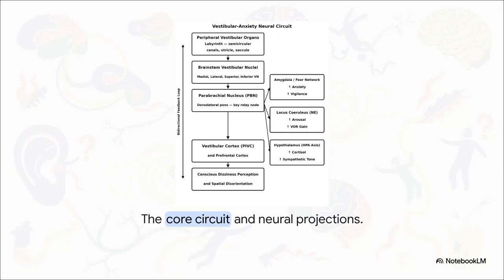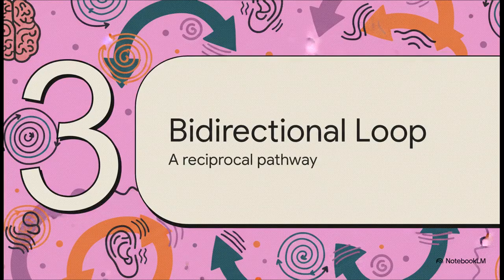From that PBN switchboard, the circuit just explodes outward. It projects directly to the amygdala to handle fear and vigilance, triggers the locus coeruleus to drive norepinephrine arousal, and drops down to the hypothalamus to kick off the HPA-axis and pump out cortisol. This right here, this is the exact physical hardware of a panic response, and it's getting a direct, live feed from the vestibular system.